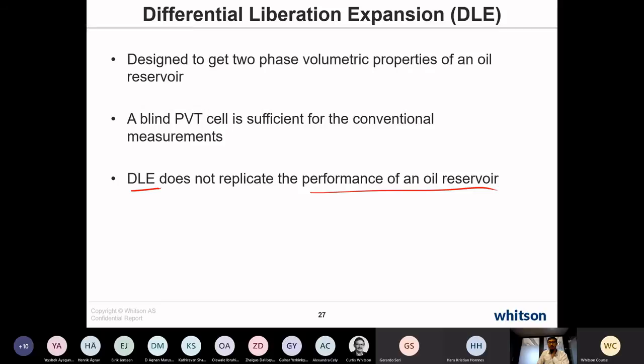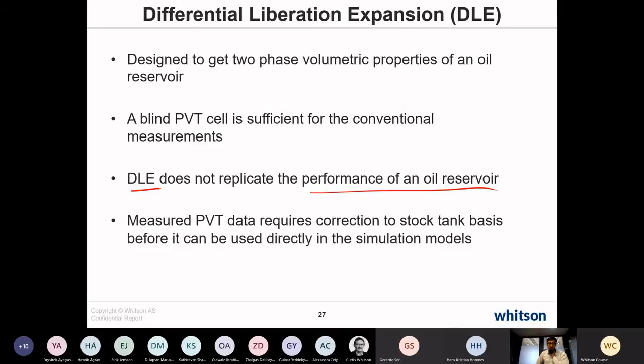But now, since we have equation of state models, we can debate whether we need DLE experiments or not. But there are some upsides of doing the DLE experiment that we will see later on in the coming slides.